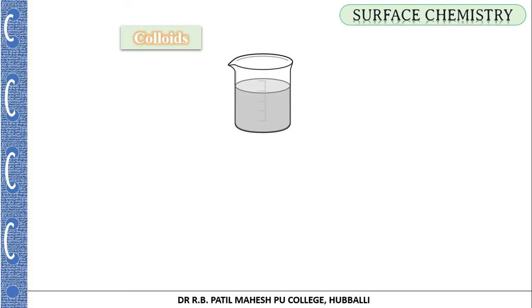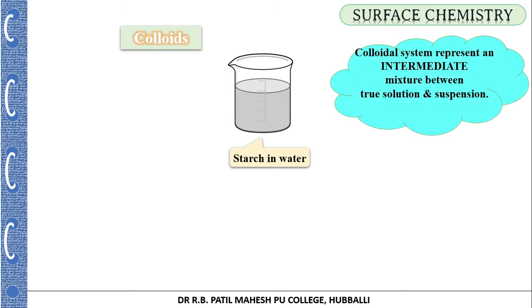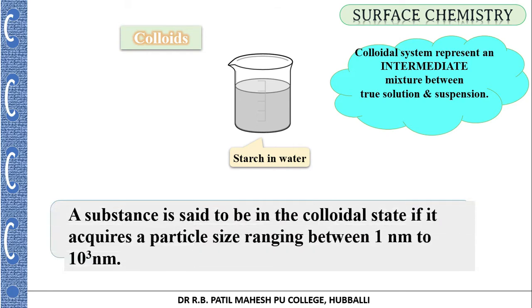Colloids, students, as we studied already, the colloidal system represents an intermediate mixture between true solution and suspension. And if you want to call any substance a colloidal system or a colloidal state, then it should satisfy the condition that particles should be present between 1 nanometer to 10^3 nanometer.